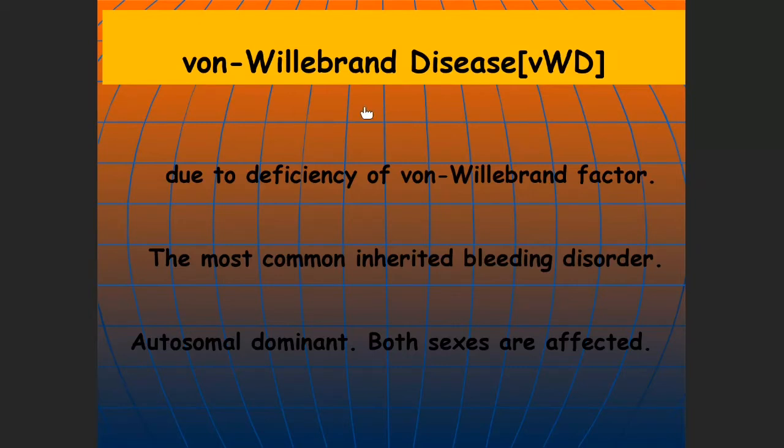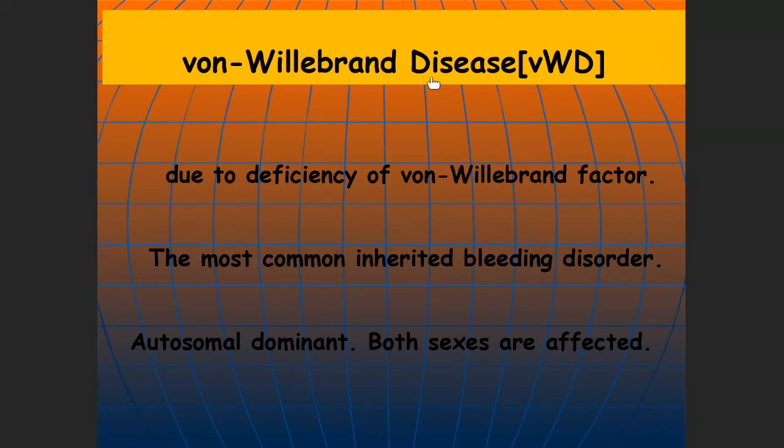Von Willebrand disease is due to deficiency of von Willebrand factor, and it is the commonest inherited bleeding disorder. There are different subtypes of von Willebrand disease. You don't need to know them now. Maybe when you become postgraduates you will learn them.